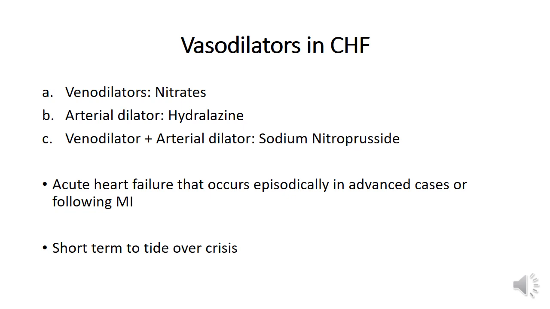Number 3, vasodilators in heart failure. So we have venodilators, that is nitrates, arterial dilators, hydralazine, veno and arteriolar dilators, sodium nitroprusside. Vasodilators are basically used in acute heart failure that occurs episodically in advanced cases or in those patients following an episode of myocardial infarction. They are used only short term to tide over the crisis in acute heart failure patients.